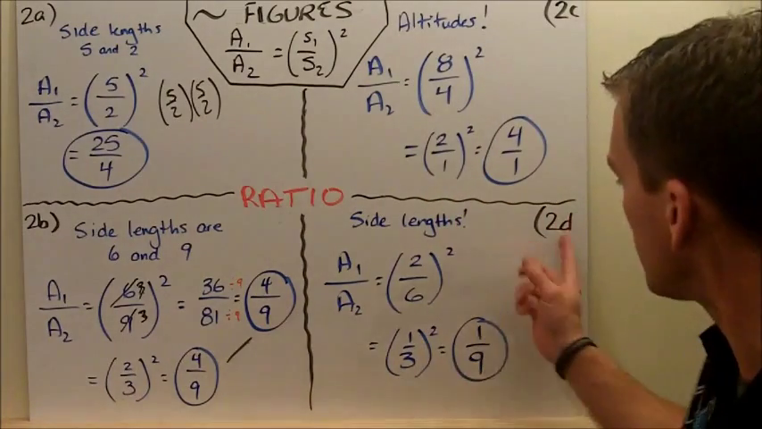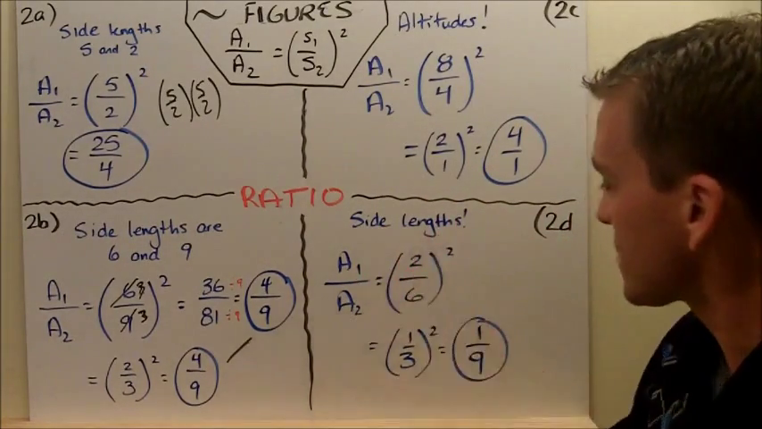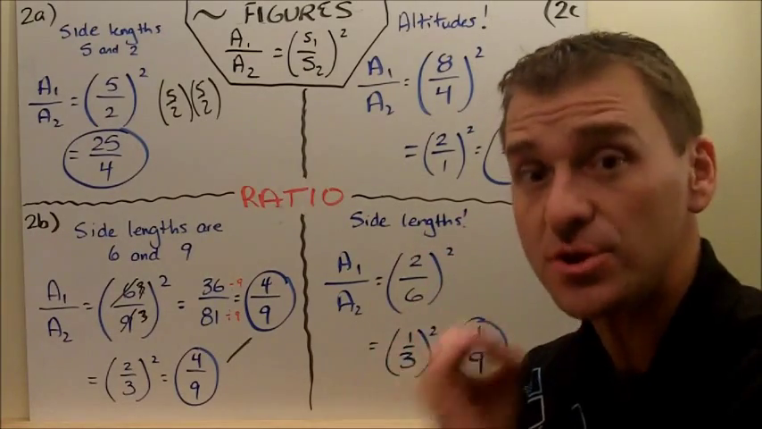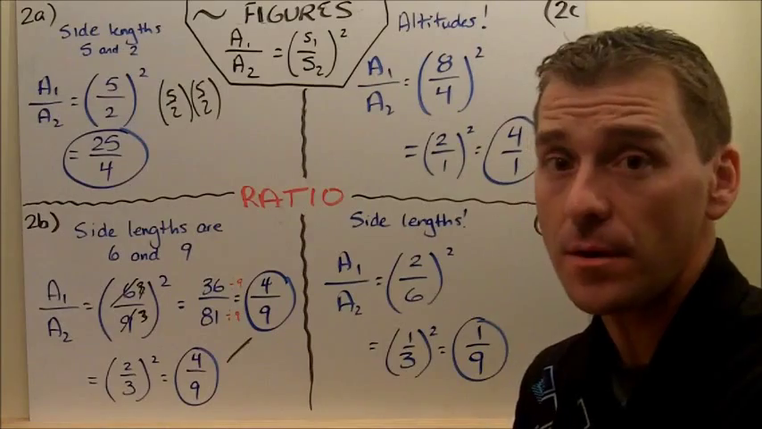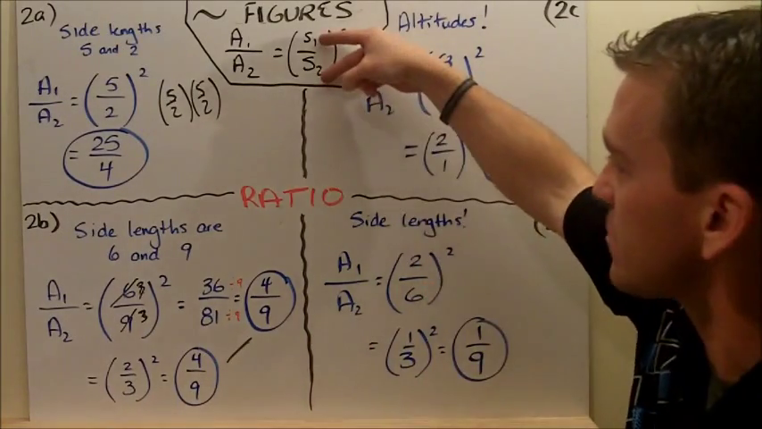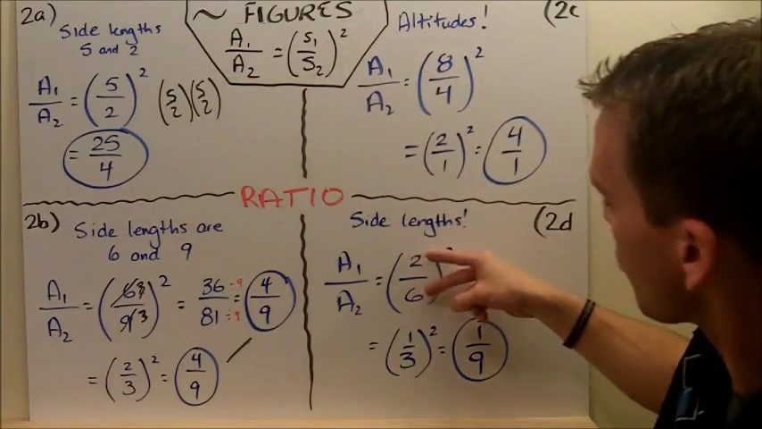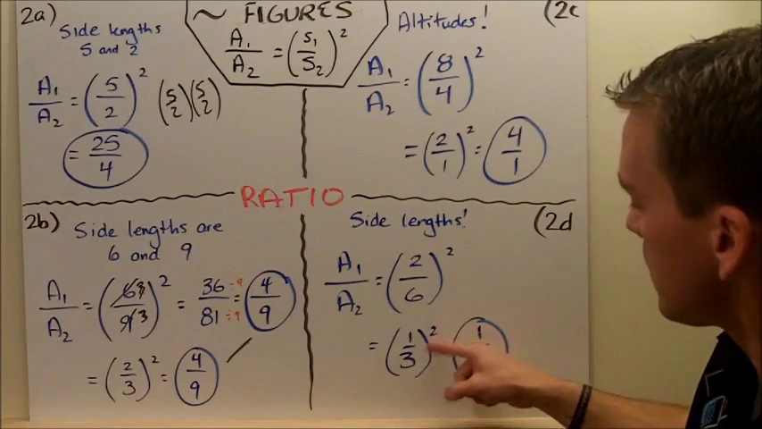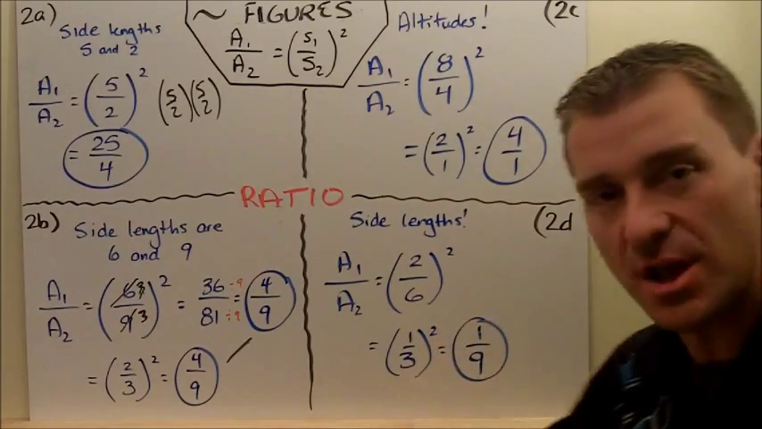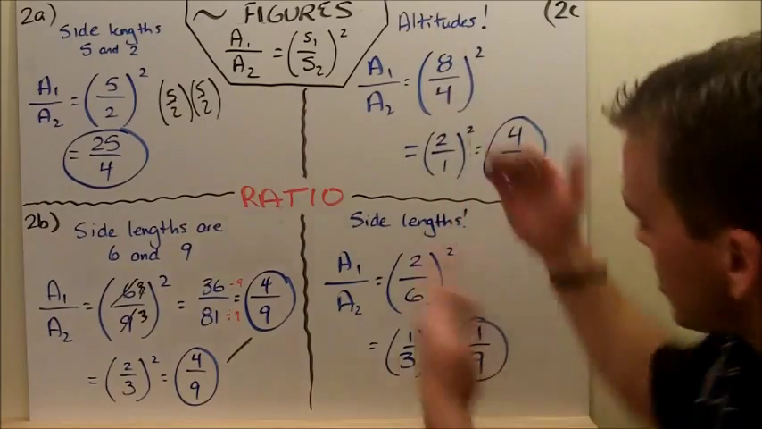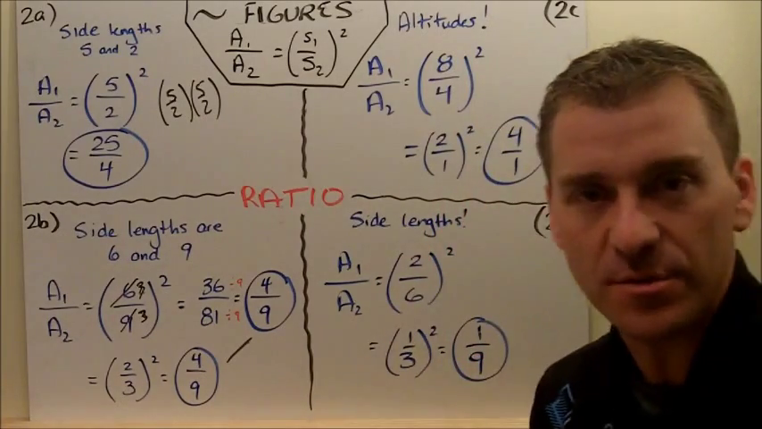So, last one, 2D. Side lengths are given to you to be 2 and 6. Great. And they're similar shapes. It told you in the directions that they're similar. I'm not making it up. They told you that. So, I can put them in the similar figures theorem. Reduce this down to 1/3. Square that. 1 squared is 1. 3 squared is 9. And ladies and gentlemen, yes! We now have our ratio of the areas of those similar shapes.